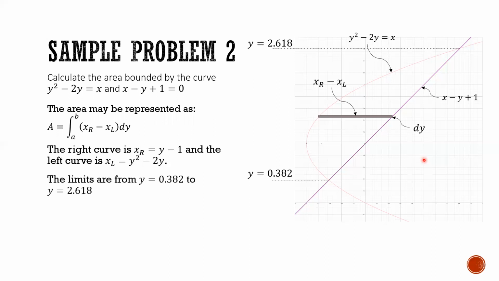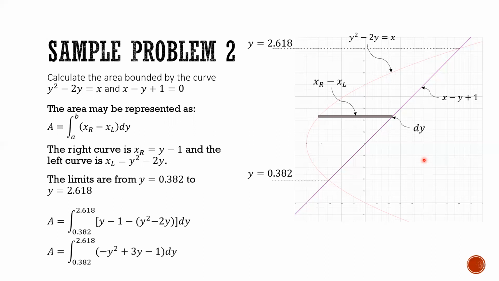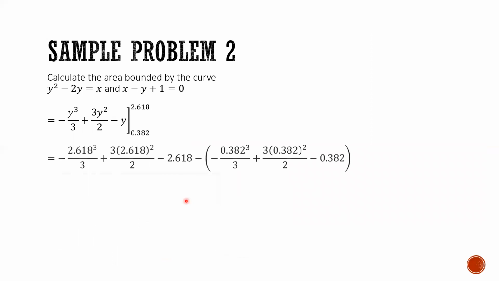Also, the limits are already calculated previously. So the area may be represented as follows. We can simplify first before integrating. Notice that this is negative y squared, but this is y minus negative 2y, giving us positive 3y, and then this negative 1 retains. This is just integrable by power, so that is going to be the antiderivative, and then we just apply the upper and the lower limit. And that is going to be the area.